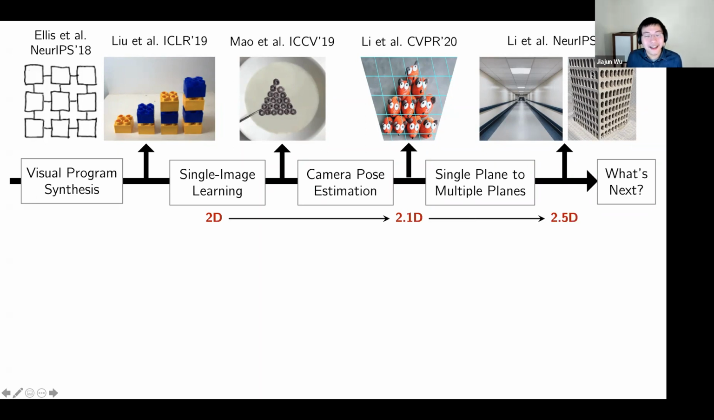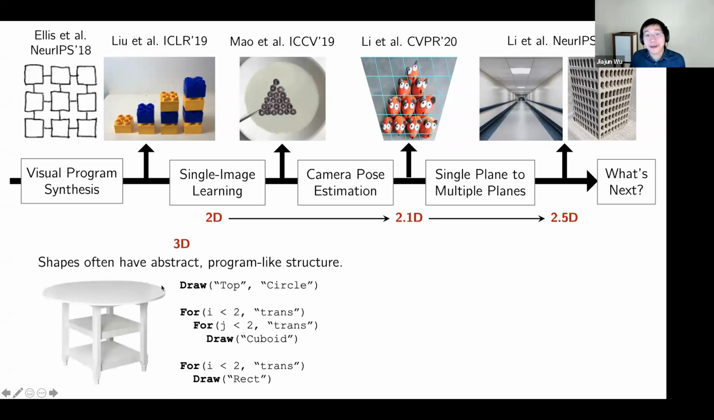Essentially, it's not really 3D, but 2.5D, because you're assuming the scene is made of multiple planes, and every plane may have its own orientation, but it's not really full geometry. Right? So you're going from 2.5D to 2.1D to 2.5D. So very naturally, we wonder, is it possible for us to do 3D shape explanation using programs?